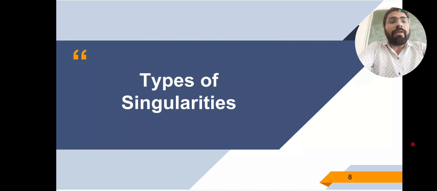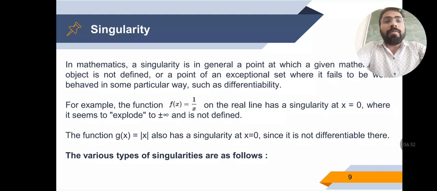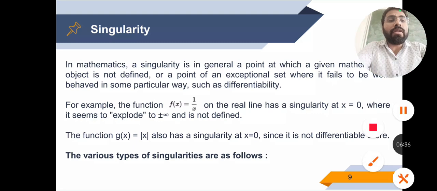Now, what is type of singularities? So basically, there are two types of singularities, mainly isolated and non-isolated. And non-isolated singularities में हम तीन टाइप की सिंगुलरिटी देखेंगे. Firstly, pole, removable singularity and essential singularity.